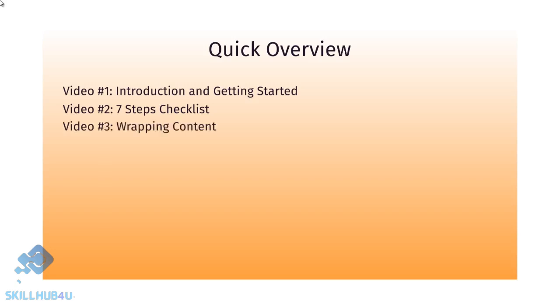Video number 3 is wrapping content. Essentially, that means the content that surrounds the image, before and after it, is crucial, and it really needs to describe the image in a better light so that you attract the right person, and so that Google knows exactly what that image is about. In video number 4, we're going to talk about file format and why that is important. In video number 5, we'll talk about image size.